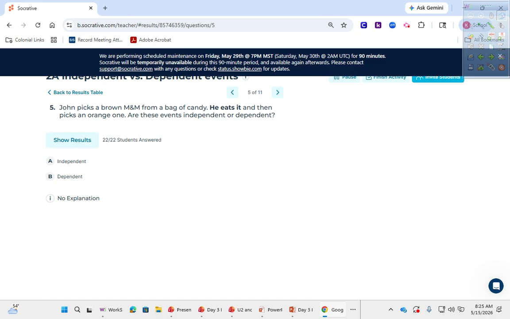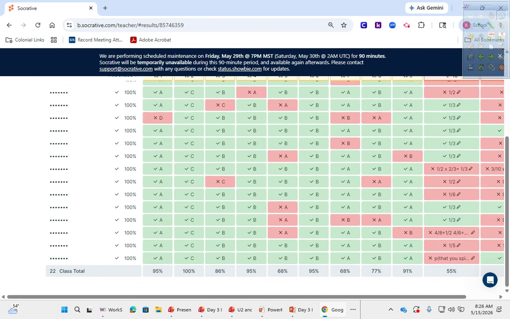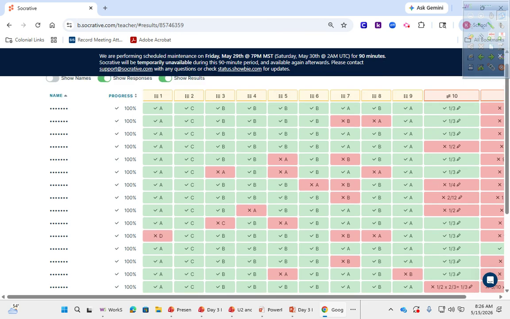John picks a brown M&M from the bag of candy. He eats it and then picks an orange one. They are dependent because he's eating it, right? So anytime the total changes from one event to the next, that's dependent, okay? Let's say he has 20 M&Ms, he eats the brown one, now he's got 19. So that next M&M is impacted because there's less. Does that make sense? So anytime the total's impacted, it's dependent. So this was dependent.